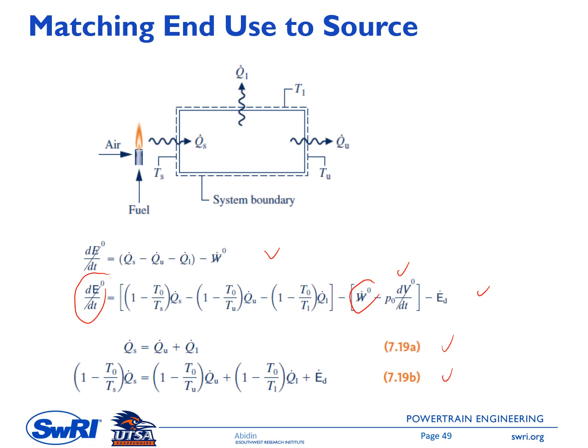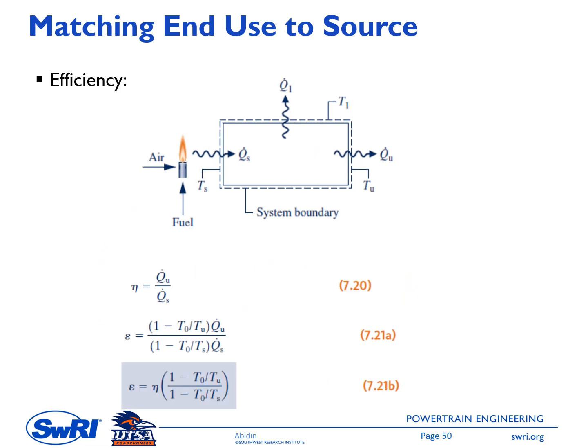So here we have two equations. One is the energy balance, the second one is the exergy rate balance. So with these two equations, we can do further calculation estimating the efficiency based on the energy and also the exergy efficiency, or what we call the second law efficiency. So now let's take a look at this one.